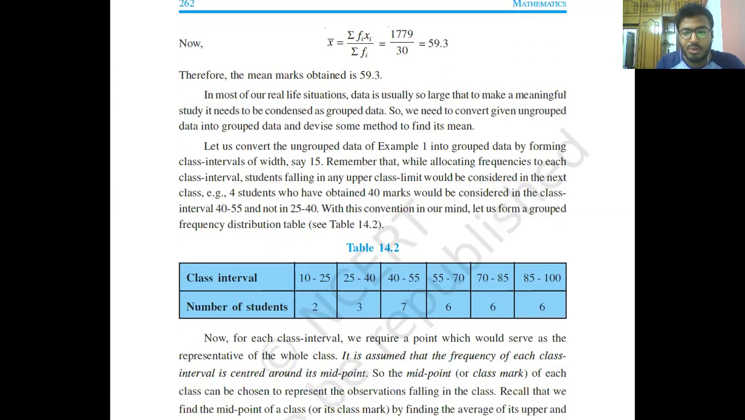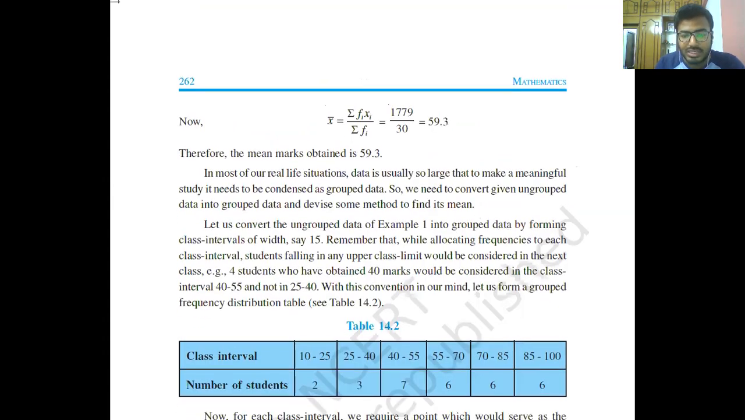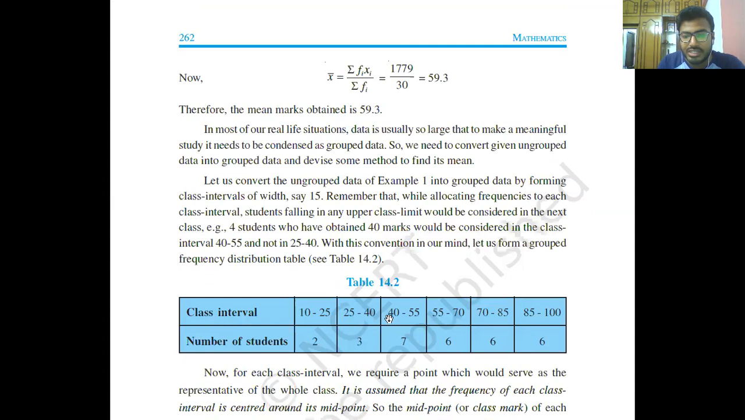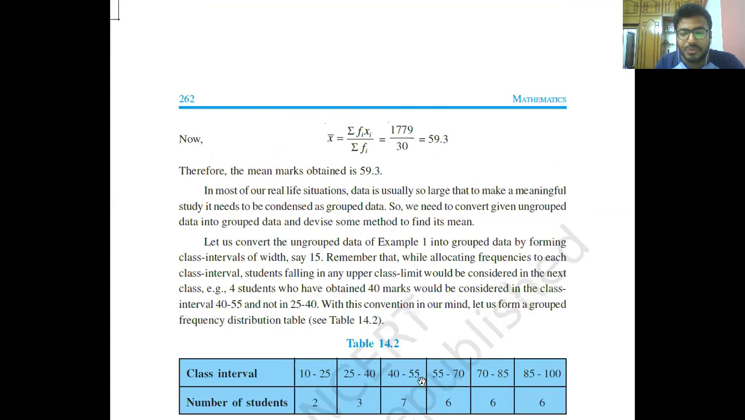Now the next thing, 25 to 40. Just look here, 25 to 40. Now here see, 36 is there, how much, 3 is there. You have to understand one thing: here 25 to 40 is there and 40 to 55 is there. When 25 to 40 is there, we will be taking only till 39, we will not be taking the 40's value. 40's value we will take in the next column. So in 25 to 40, basically only 36 we have to count, that is 3.